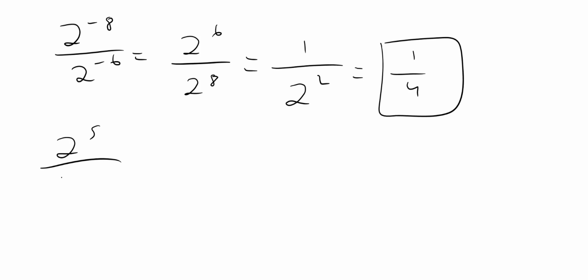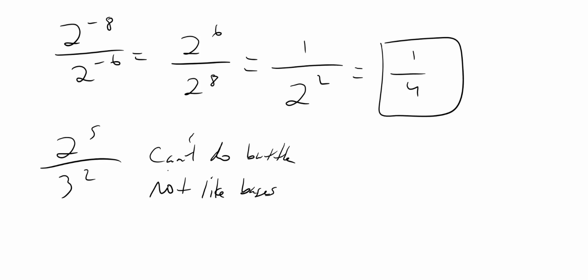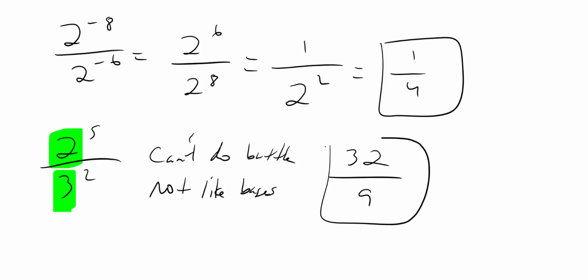Okay? How about this one? 2 to the 5th over 3 squared. Here's the deal, man. You can't subtract. You can't do battle, because they're not the same bases, right? Because one's 2 and one's 3. So you can't do it. So you actually have to do it separately. So 2 to the 5th power is 32, and 3 squared is 9. And that's it. That's as far as you can go. 32 ninths. Okay?